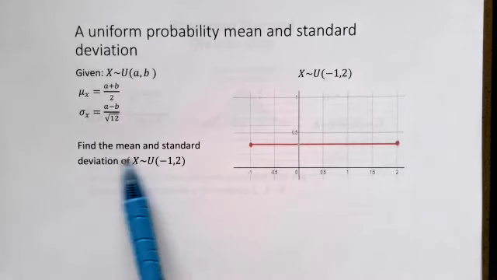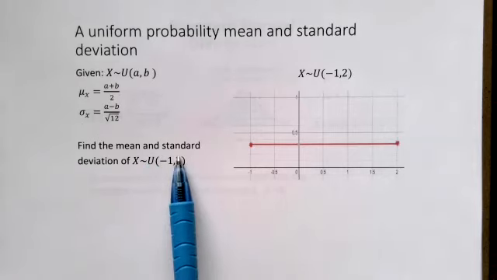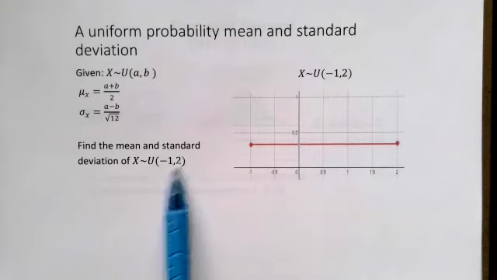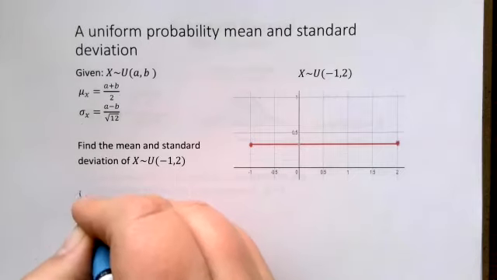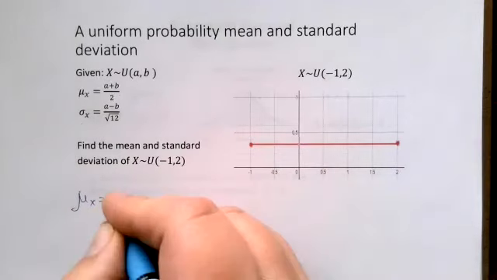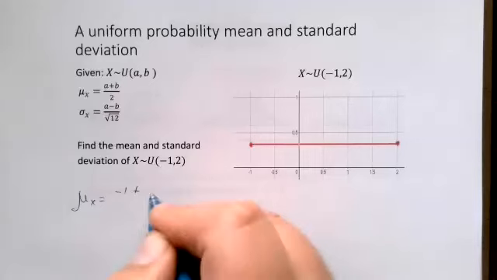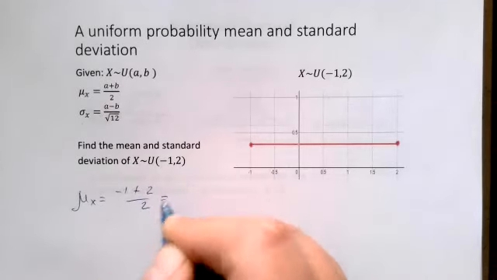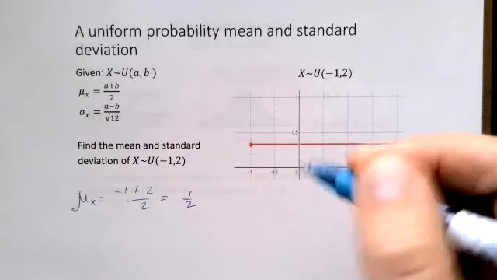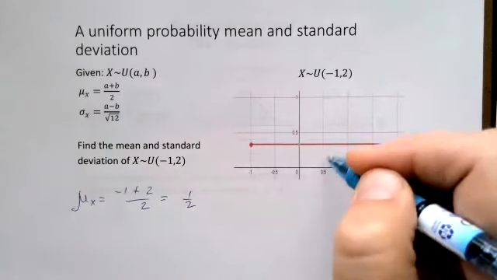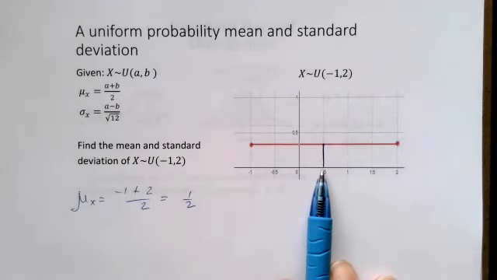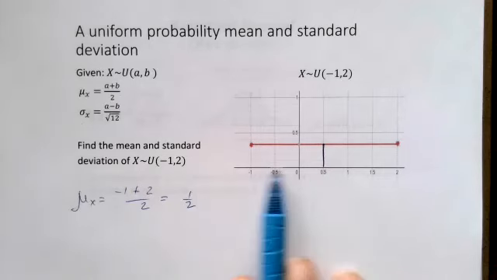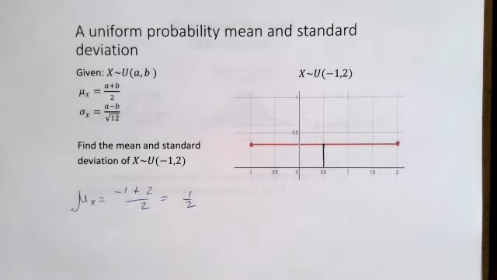So let's find the mean and standard deviation for this distribution that starts at -1 and ends at 2. The mean of this distribution is going to be -1 plus 2 divided by 2, so that's going to be 1/2. If we look at the graph, 1/2 is right dead in the center between -1 and 2.